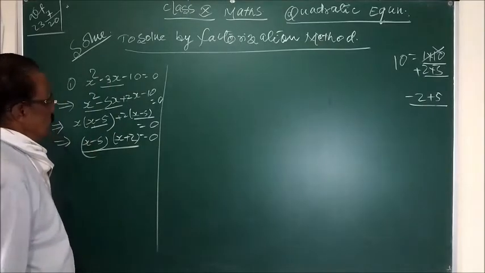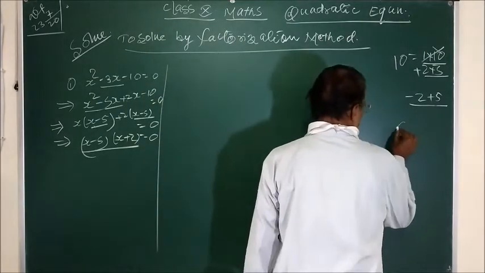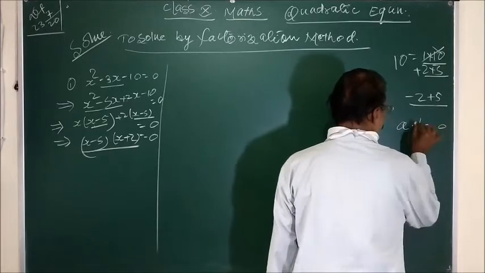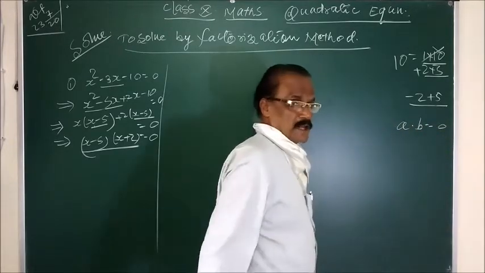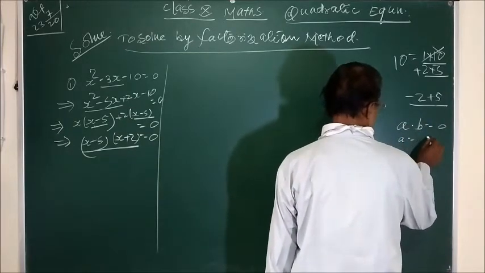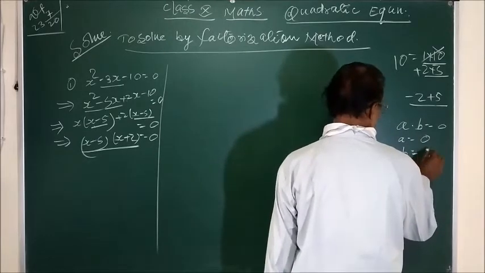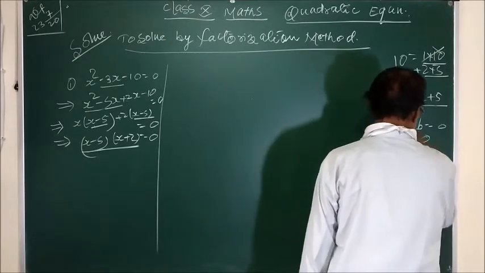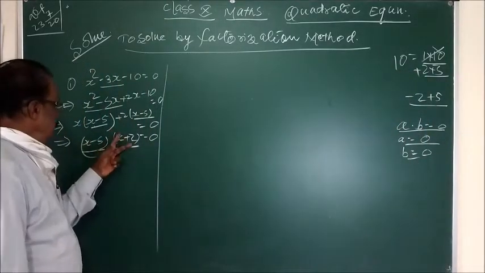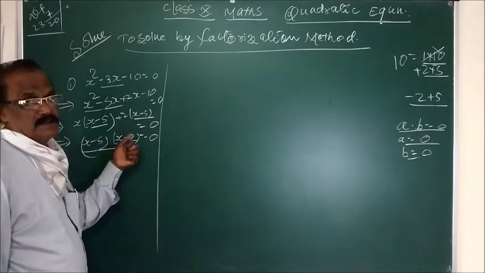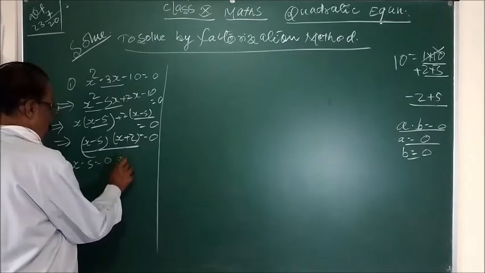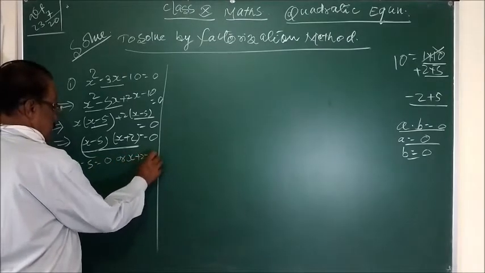Now you see a theorem called the zero product theorem. If the product of two terms is 0, what is the value of each term? Either a is equal to 0, or b is equal to 0. This is the zero product theorem. So this is equal to 0 or this is equal to 0. So x minus 5 is equal to 0 or x plus 2 is equal to 0.